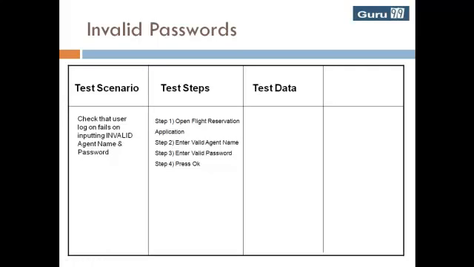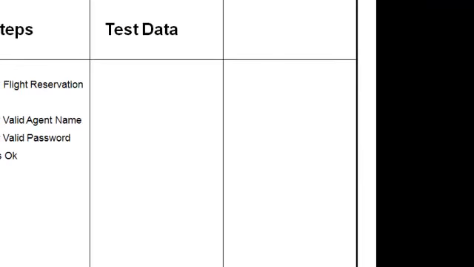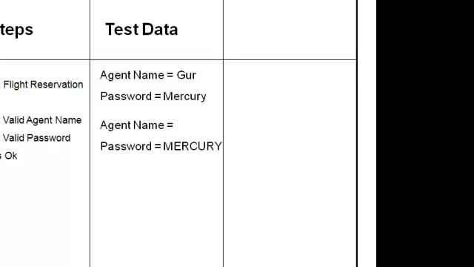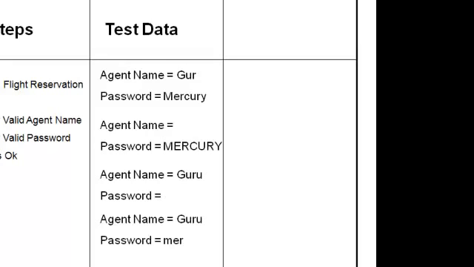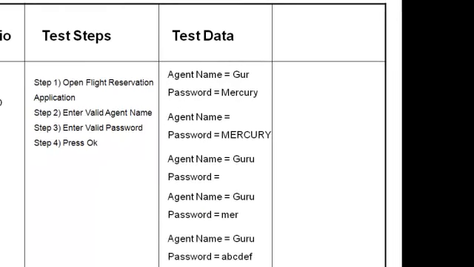The different combinations of invalid test data for this scenario would be agent name less than 4 characters and valid password, no agent name and valid password, valid agent name and no password altogether, valid agent name and password less than 4 characters, valid agent name and password other than Mercury.